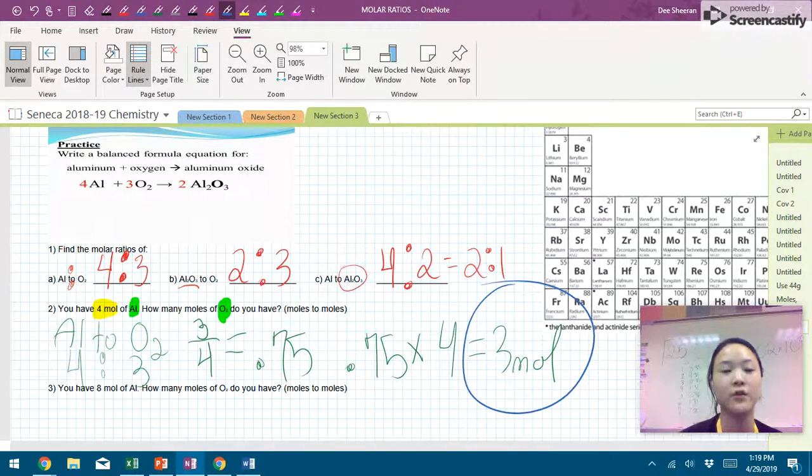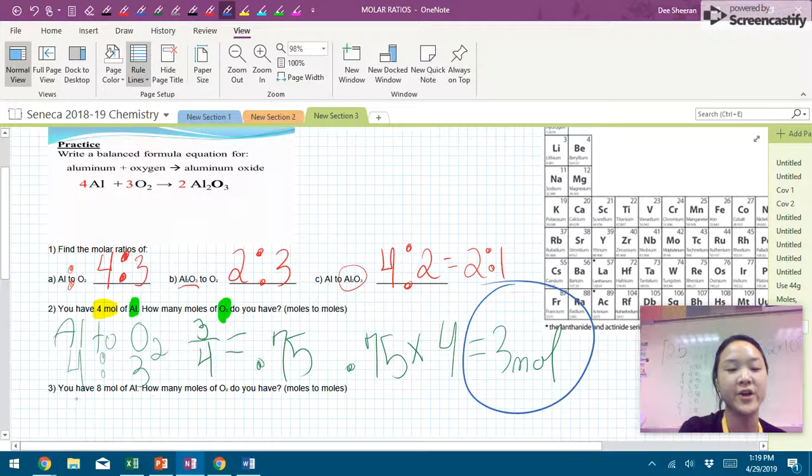So, to repeat myself, I used the ratio on the far left. I made that ratio into a fraction. I put that fraction on my calculator, and then I multiplied that fraction by my given value of 4 moles. This gave me my final answer of 3 moles.